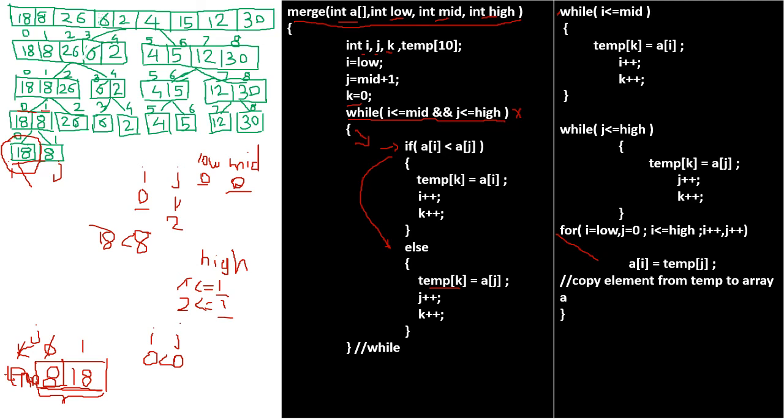On the actual array, at the 0th index, the temp of j, that is the temporary array's element 8, will be stored. Suppose this is our actual array. Then here we will get 8. We copy here the temporary array elements 8 and 18, which are sorted. Okay.